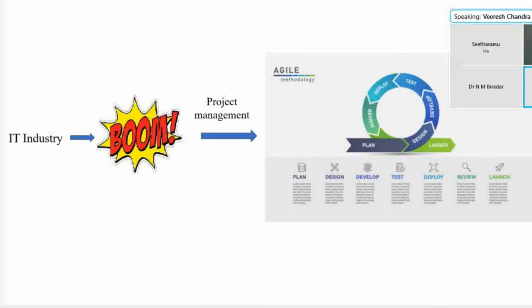Once work is done on the previous part of the product, they will move on to the next sprint, or the next bit of the product. So it involves these steps: plan, design, develop, test, deploy, review, launch. This is about the first part. Now I'm not talking about the complete or full project.